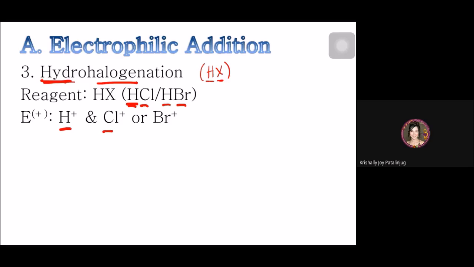Kung ang ginamit nga hydrohalogen being added is hydrochloride, ang atong ma-add nga electrophile is H plus and Cl plus. If hydrobromic acid ang gi-add nga reagent during hydrohalogenation, ang atong ma-produce nga electrophile are H plus and Br plus. So, magdepende na siya sa reagent nga gi-add. So, this would be the general reactions.